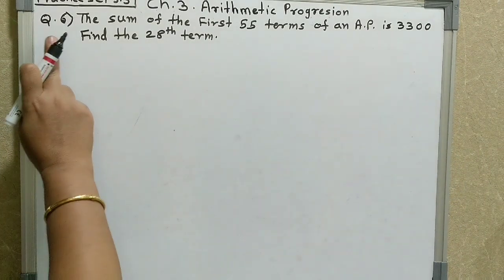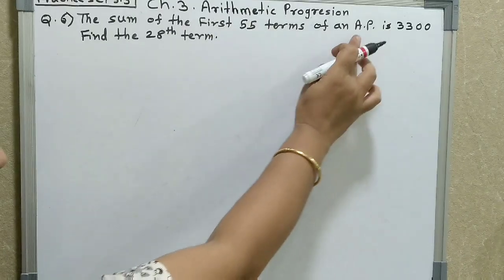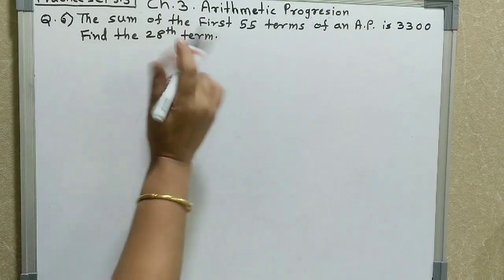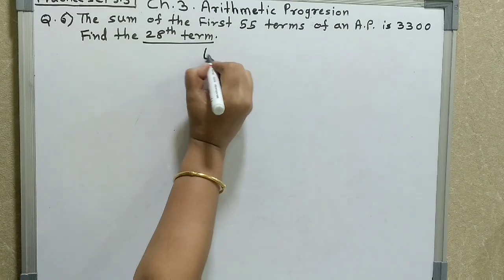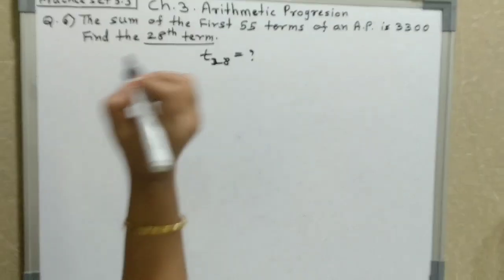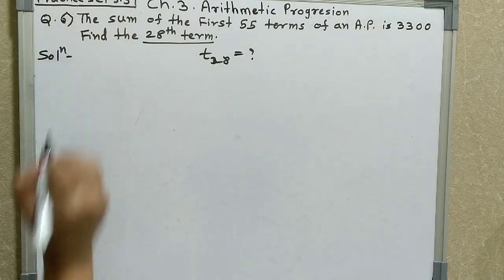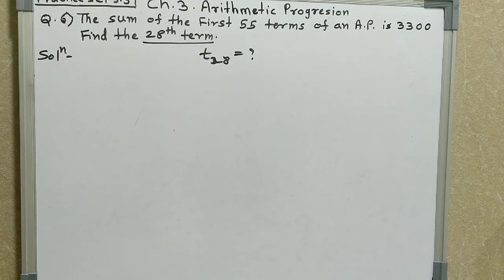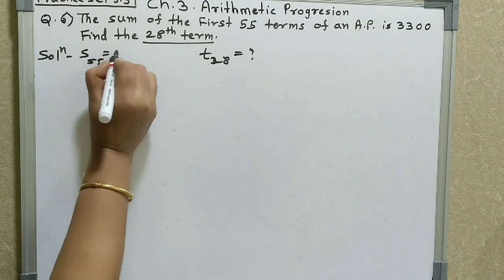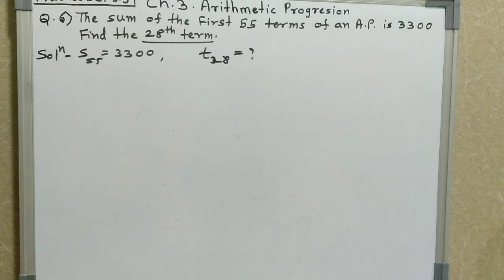Next we start question number 6. The sum of the first 55 terms of an AP is 3300. Find the 28th term. The 28th term means T28, so this is what we find out. Now what is given in this example? The sum of the first 55 terms, so S55 is equal to 3300, and T28 we find out.